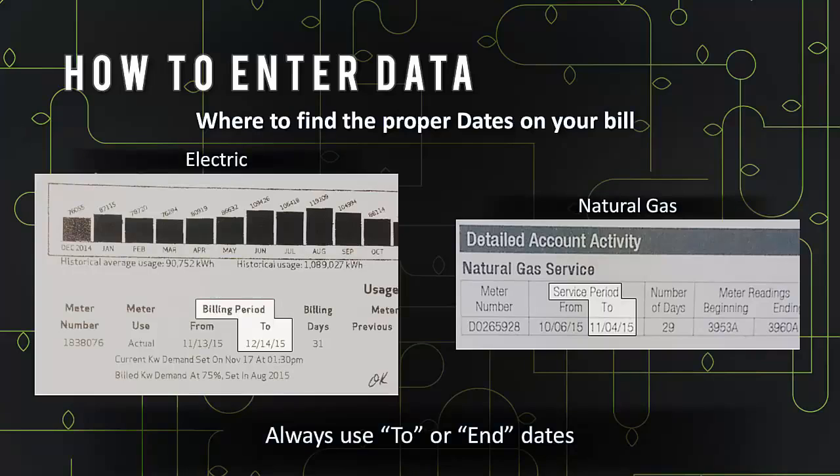So where do we find the proper dates on the bill? This is what we're looking for. On the left-hand side, you see a version of an electric bill. It says billing period. There's a from and a to. We want the to, or the end service date. This is the date that the meter was read. And the same thing on the natural gas, service period to. So if your bill has anywhere it says service to or service end, that's the date that we are looking for.